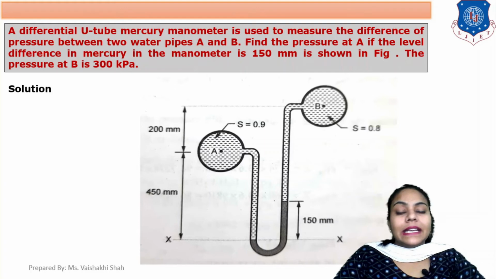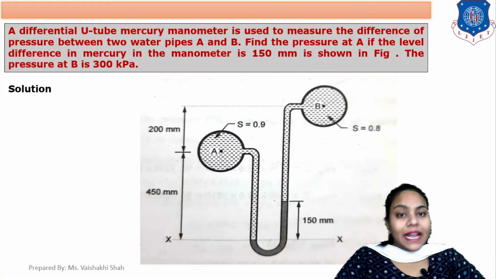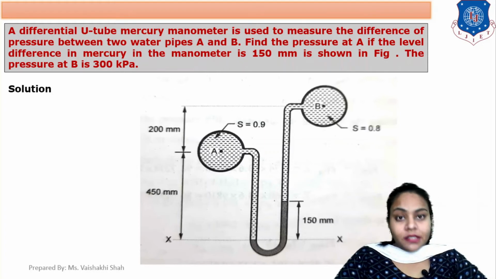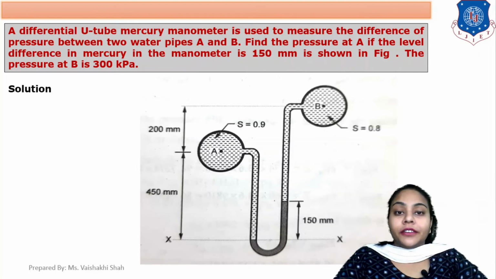Now in this data, the diagram is already given to you. This is your diagram of the manometer. In this manometer, there are two pipes, pipe A and pipe B. Both pipes are at different levels. So this is the case of a differential U-tube manometer.